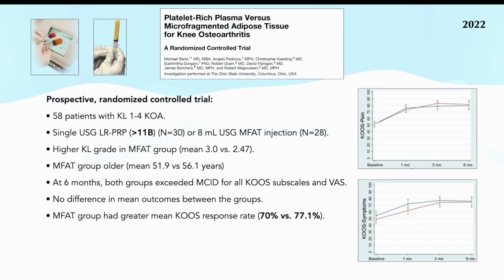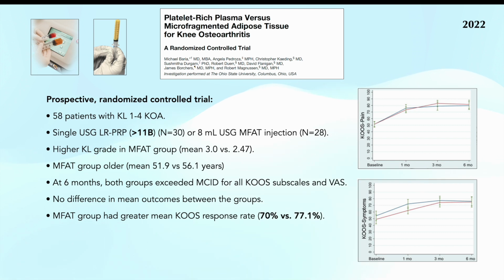In this prospective randomized clinical trial, 58 patients with a wide range of severity were treated with a single very high platelet dose PRP, greater than 11 billion platelets, or randomized to receive 8 mLs of MFAT injection. And there was a slightly higher KL grade in the MFAT group, you can see 3 versus 2.47. The MFAT group was slightly older. Otherwise, there were no differences at baseline.